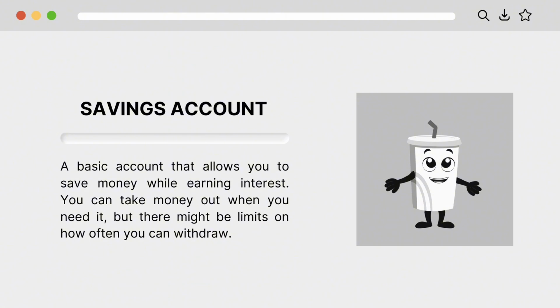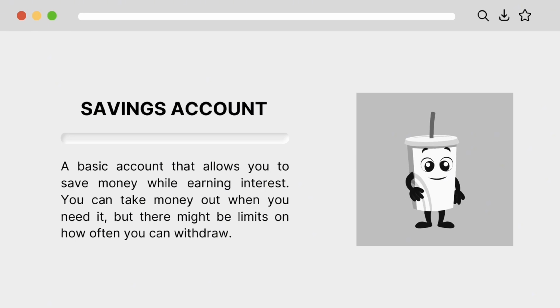First, we have the savings account. This is an account where you deposit money for safekeeping, and in return, the bank gives you a small amount of interest on the money you keep in the account. You can take money out when you need it, but there may be limits on how often you can withdraw. It's one of the most common and basic types of bank account. This is also ideal for setting aside money you don't need to spend immediately.